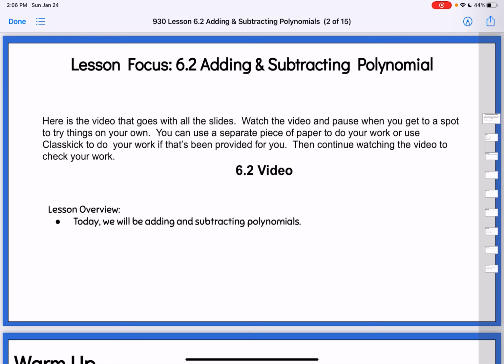Right, our second lesson with polynomials in 930 is adding and subtracting. So we're going to start doing some operations with these polynomials that we learned what they were all about in the last lesson. And we're just going to focus on adding and subtracting right now. And I would guarantee you're going to find this to be something that you've been doing a long time. You just didn't know that it was called adding and subtracting with polynomials.